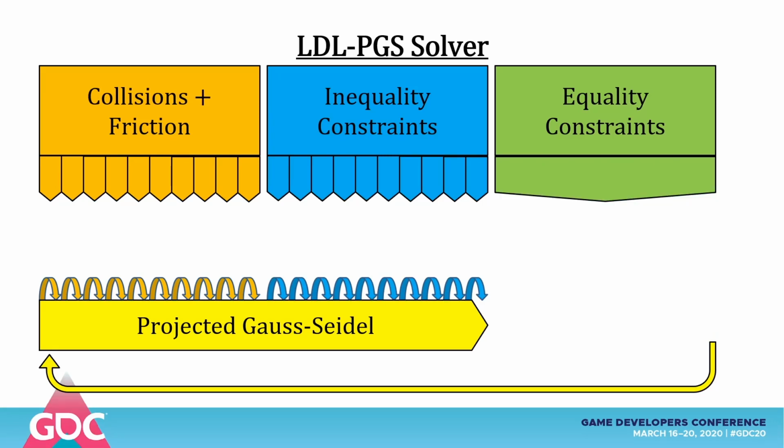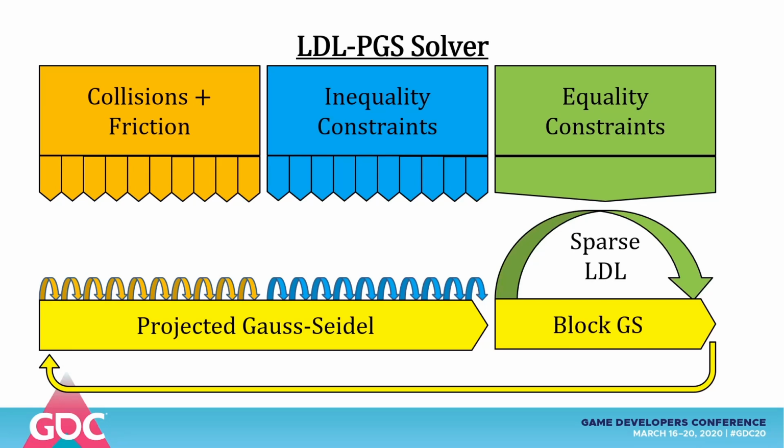Our approach changes the way the equality constraints are processed inside the PGS. Instead of processing these one at a time, we use a direct method to invert the entire sub-matrix corresponding to the equality constraints. This fits within the formalism of the block Gauss-Seidel, and the method we use to invert the matrix is called the sparse LDL decomposition.